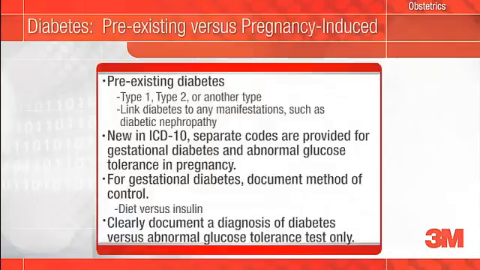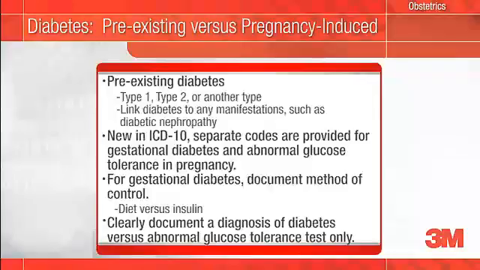Diabetes mellitus is another example of obstetrical codes that distinguish between conditions of the mother that existed prior to pregnancy and those that are pregnancy-induced. If the diabetes mellitus pre-existed the pregnancy, make sure to indicate in your notes if the patient has type 1, type 2, or another type of diabetes mellitus. Make certain to link the diabetes to any manifestations of the disease, such as diabetic nephropathy or neuropathy, for example.